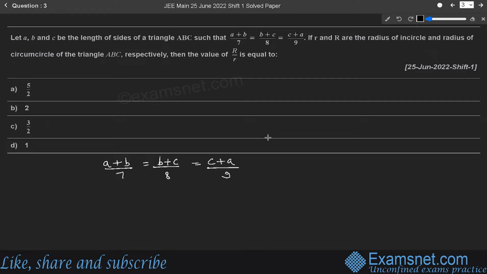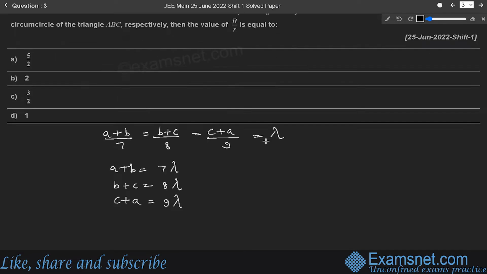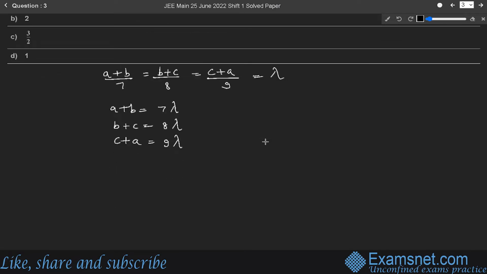Here, let this be equal to lambda. So, a plus b will be equal to 7 lambda. b plus c will be equal to 8 lambda. And c plus a will be equal to 9 lambda. Now, a plus b plus c will be equal to 12 lambda. Therefore, we can say that a is equal to 4 lambda, b is equal to 3 lambda, and c is equal to 5 lambda.